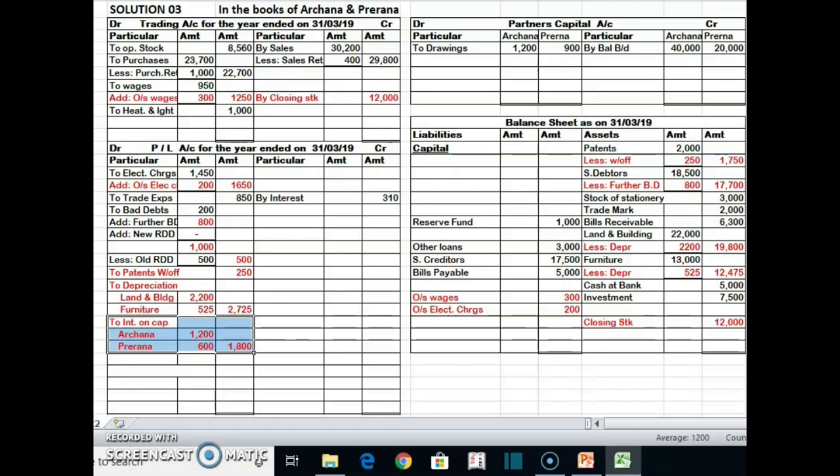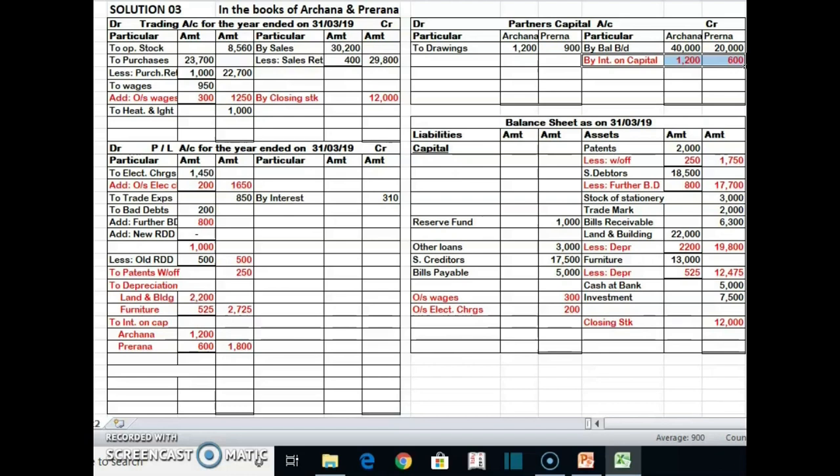Interest on capital, it is an expense to the business. So we record on the debit side of profit and loss account, Archana rupees 1,200, Prerna rupees 600. And the second effect, partners capital account credit side by interest on capital 1,200 and 600 respectively in the amount column of Archana and Prerna. So here we have completed both the effects of all the adjustment.